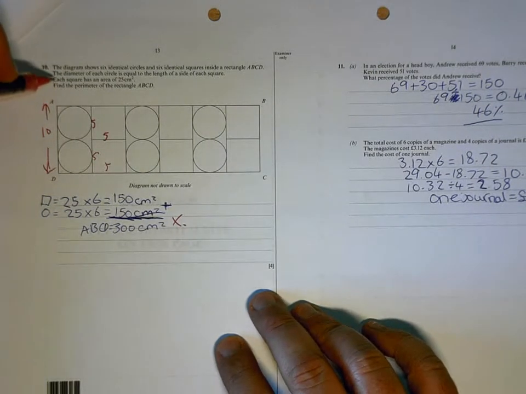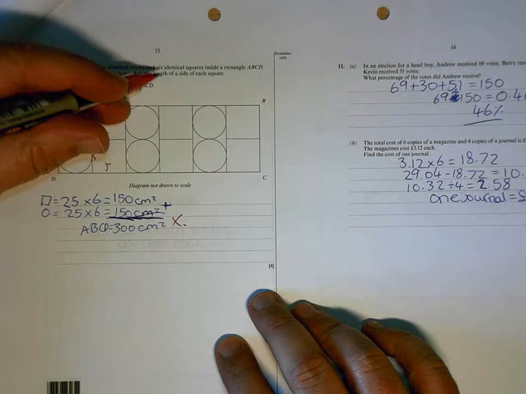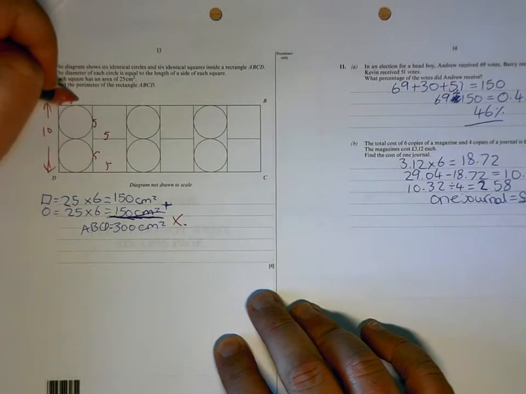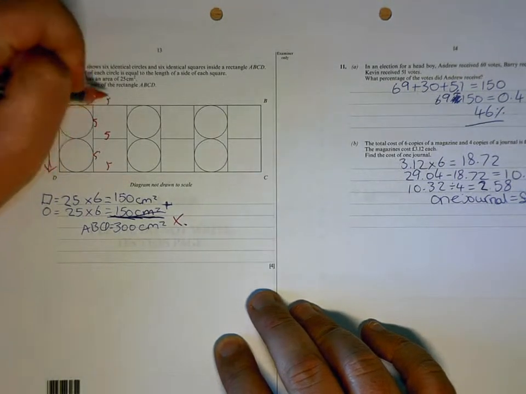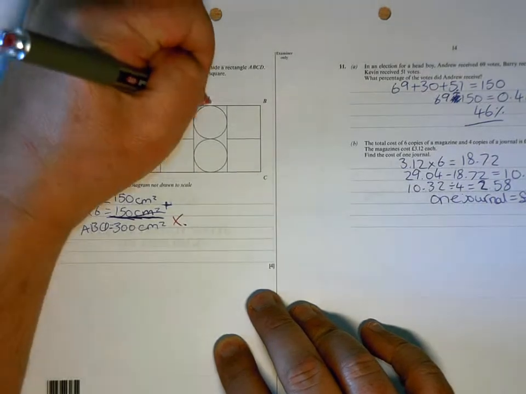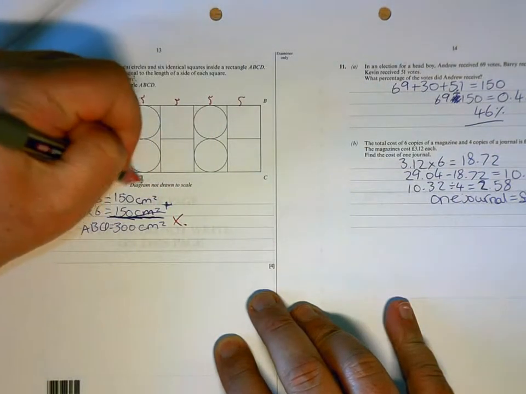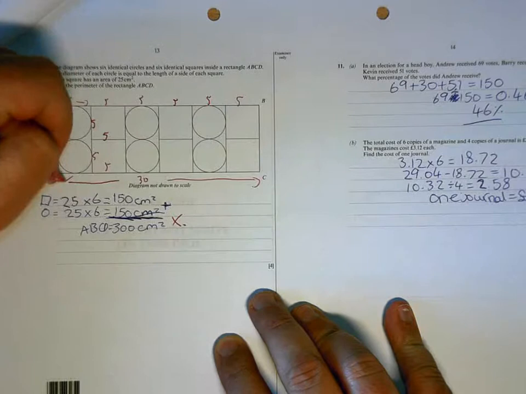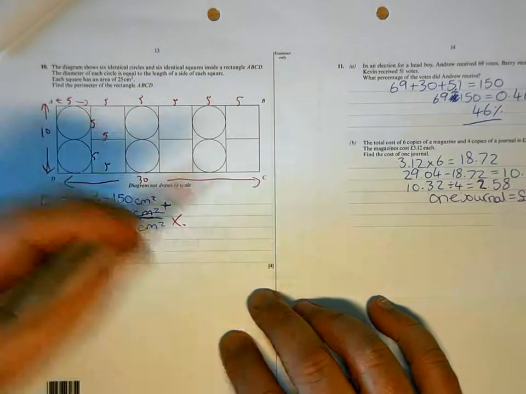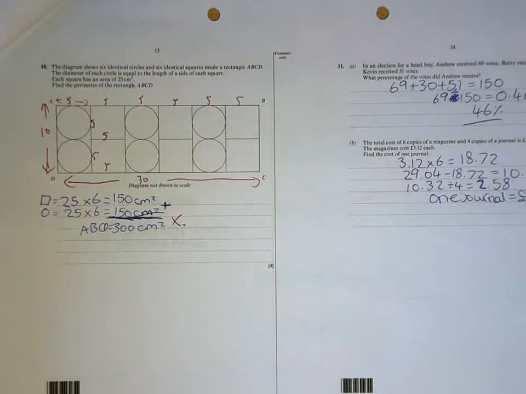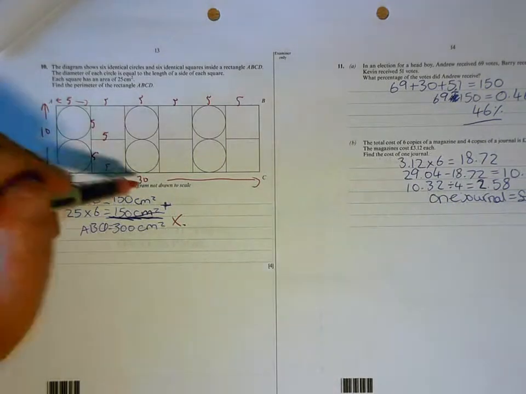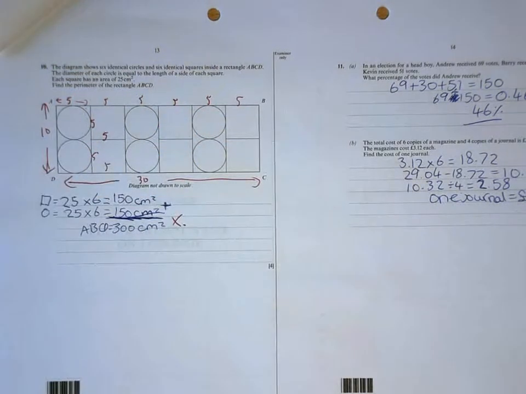And it's telling you the diameter is equal to the length of a side of a square. So that's 5 as well. 5, 5, 5, 5, 5, meaning this length is 30. The perimeter is the distance all the way around the shape. So it's going to be 10, add 30, add 10, add 30, which is 80.